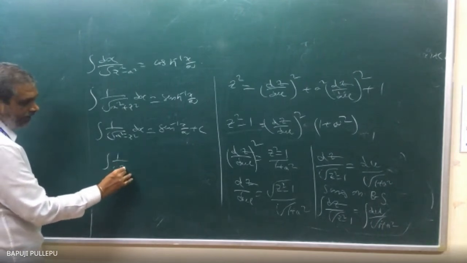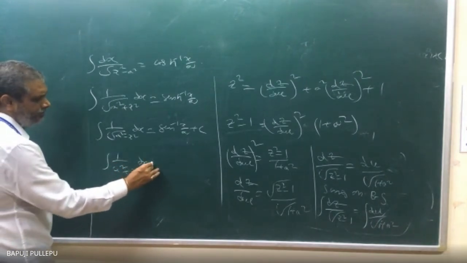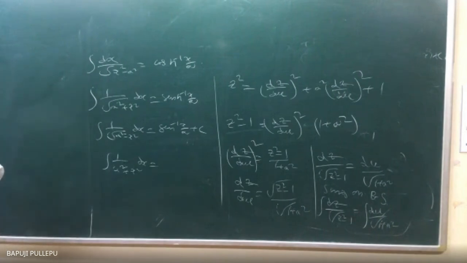Now we can tell all the tan ones. Your friend, this one, will always come. Now tan has come, are you happy or not? 1 by a.